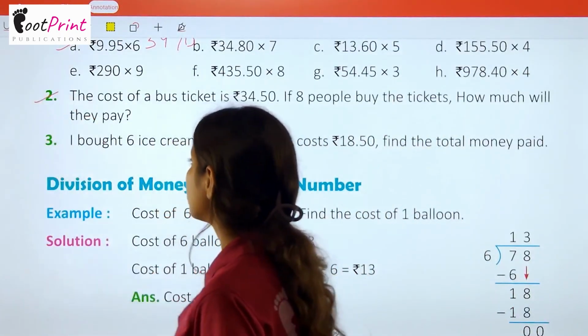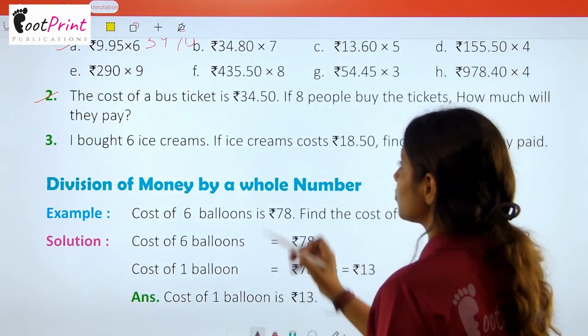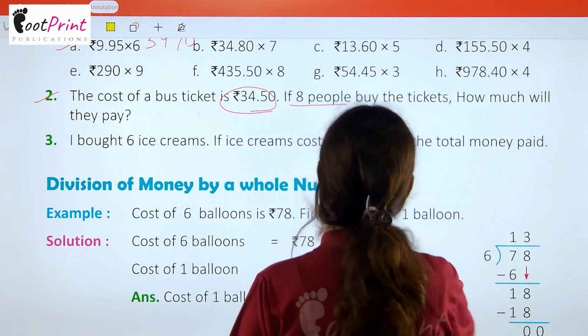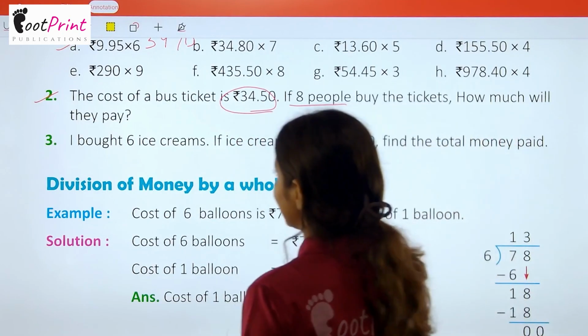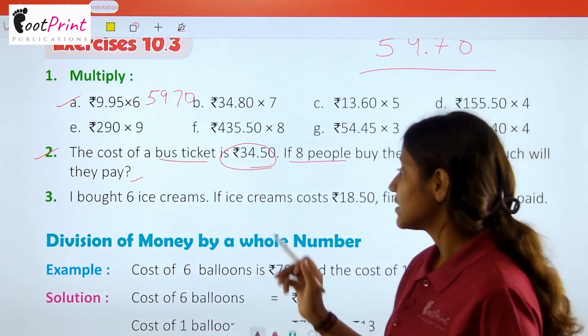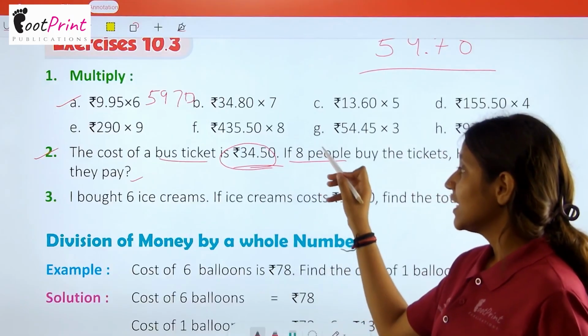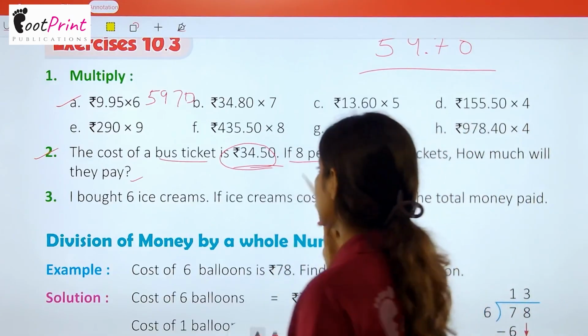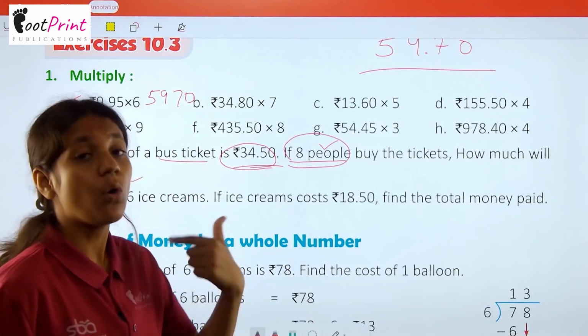Now, we have question number 2. The cost of a bus ticket is rupees 34.50. If 8 people buy the tickets, how much will they pay? So, a bus ticket costs 34.50. 8 people are buying tickets.